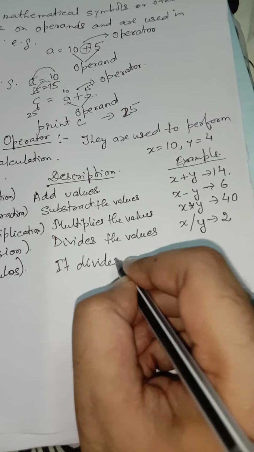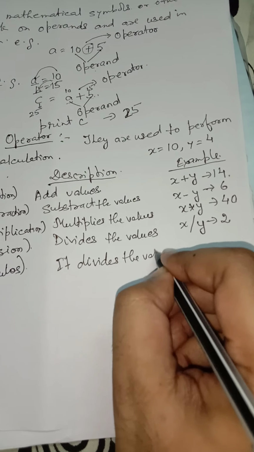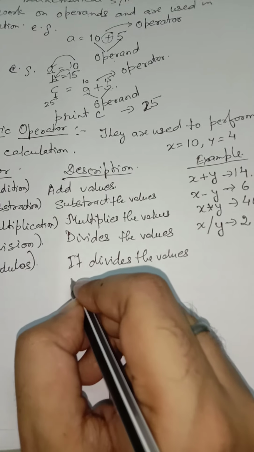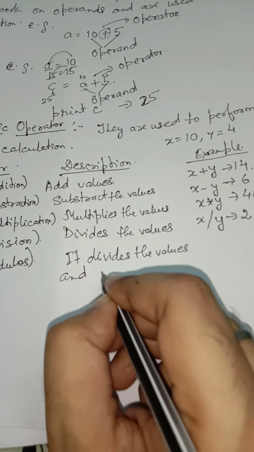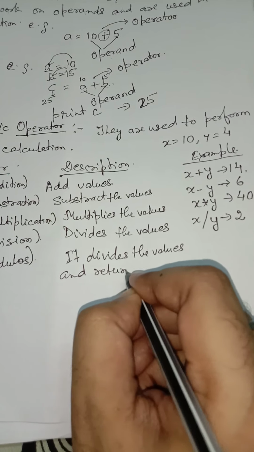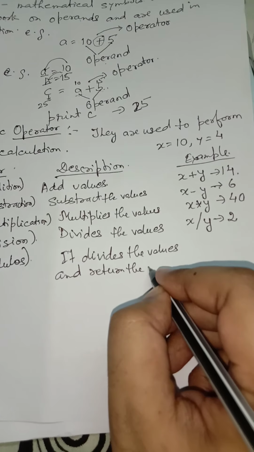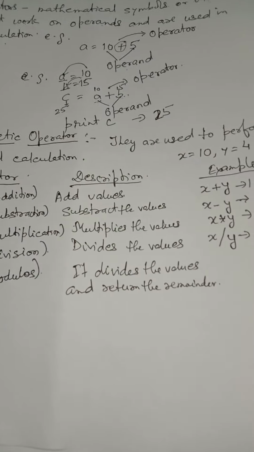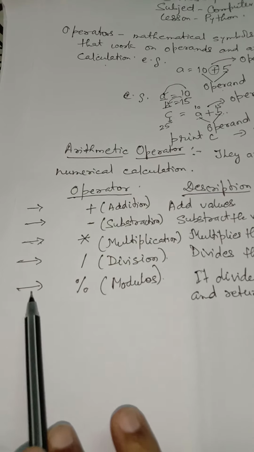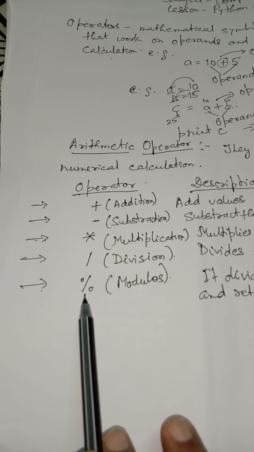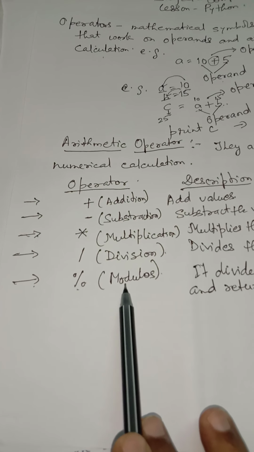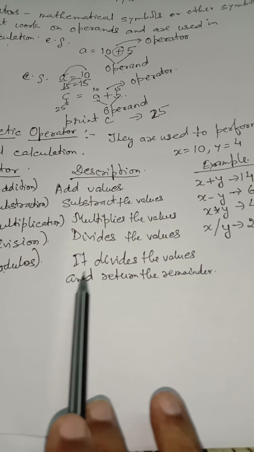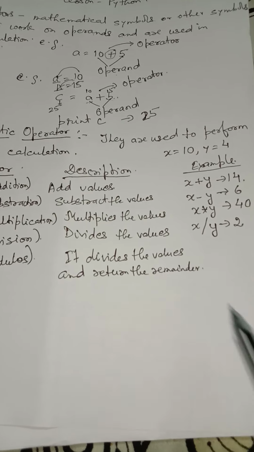It divides the values and returns the remainder. So the fifth arithmetic operator that we are having over here is the percentage sign. It is known as modulus. So what does it do? It divides the value and returns the remainder.